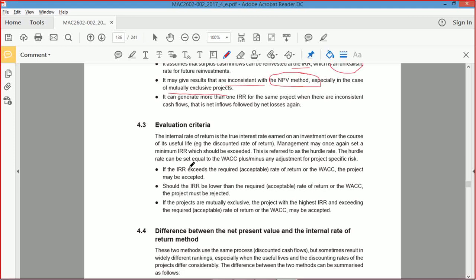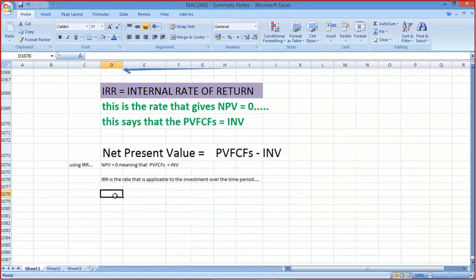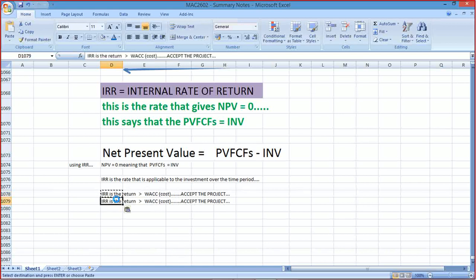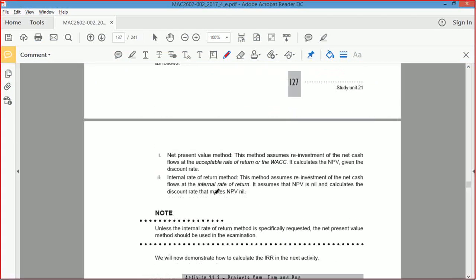In terms of valuation, IRR must be greater than the WACC. That makes sense, because IRR is the return, and if the return is greater than the WACC, which is the cost, you would accept the project. Do you agree? Yes, sir. If it's the opposite, if IRR is less than the WACC, you would reject the project. Make sense? Yes, sir. That's the criteria for IRR.